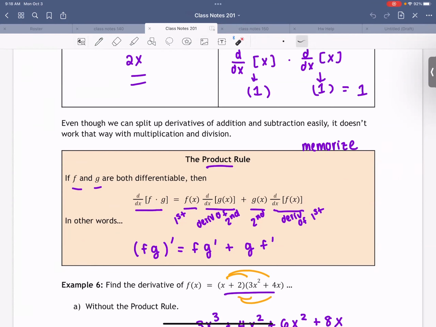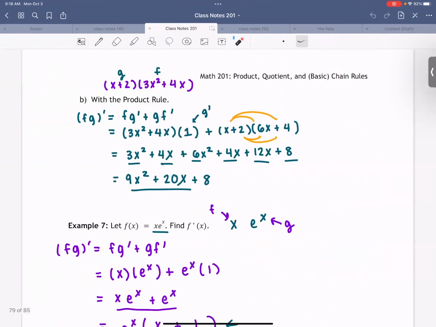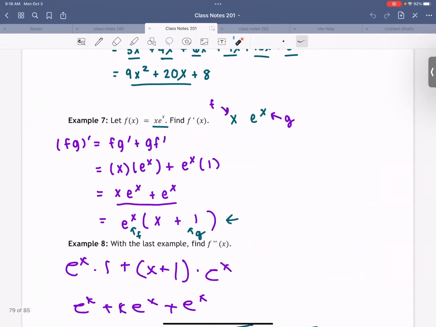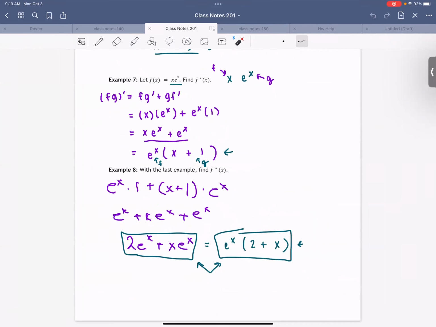Okay, so essentially, if we have f and g, two functions multiplied together, the derivative of that is the first times the derivative of the second plus the second times the derivative of the first. We did a few examples of this, and we realized that sometimes we have the option of using the product rule or not using it, but most of the time we didn't have the option, right? We have to use this rule, especially in examples like 7 or 8.